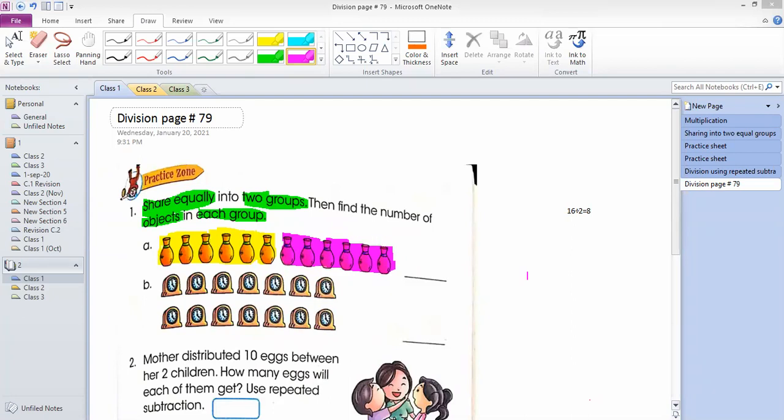Very good. Sharing equally means in both groups there should be the same number of vessels. So in every group there are 6 vessels. So the number of objects in each group will be 6. Is that clear guys?